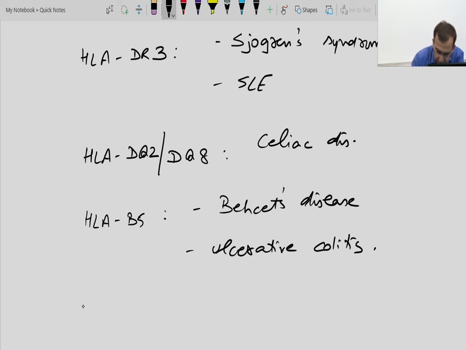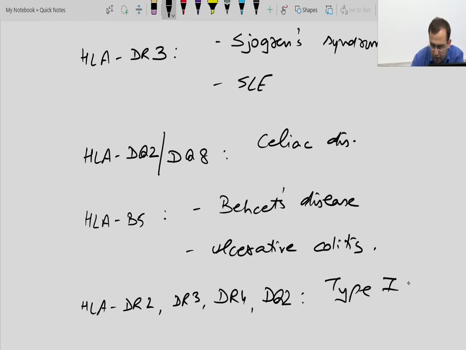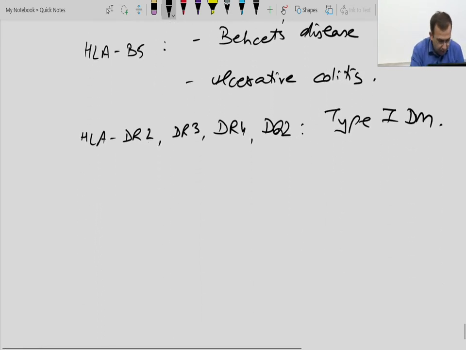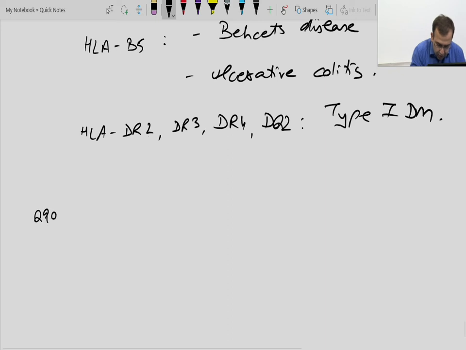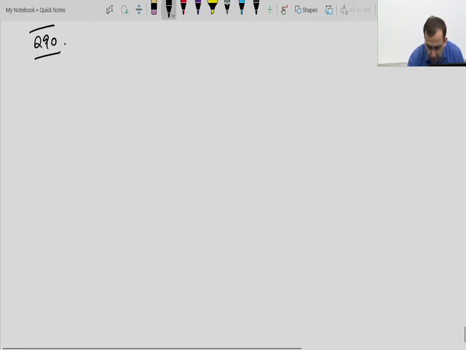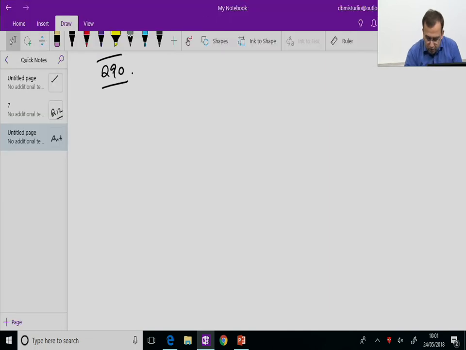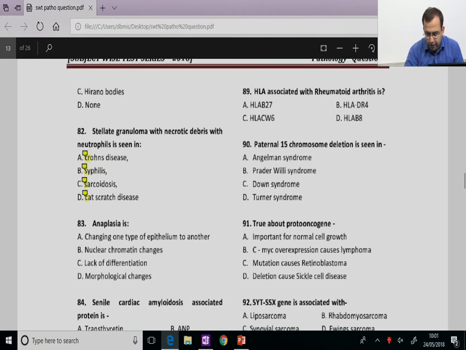Next, whatever else you can think of, that is HLA-DR2, DR3, DR4, DQ2, everything, is associated with type 1 diabetes. These are the HLAs associated with various diseases. Unfortunately, this has to be memorized. Next, this gets us to question 90.